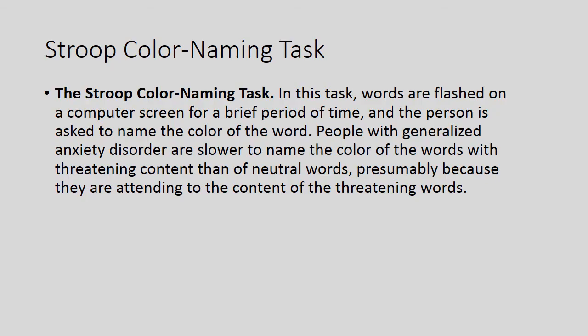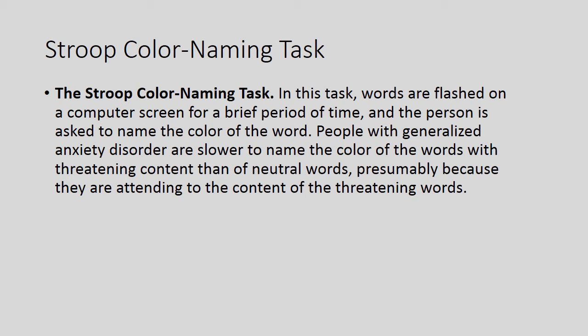Psychologists have shown that people with GAD focus on potential threats. And they've done this through the use of the Stroop color naming task. In this task, words are flashed on a computer screen for a brief period of time, and the person is asked to name the color of the word. People with generalized anxiety disorder are slower to name the color of the words with threatening content compared to neutral words, presumably because they are attending to the content of the threatening words.